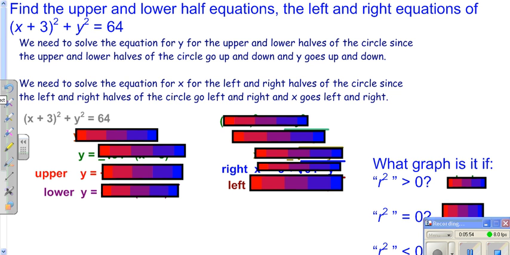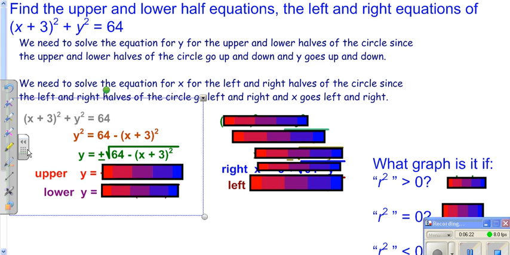Now you need to find the equations of your upper half and lower half. Since upper and lower go up and down, you're going to have to go ahead and solve this for y. So let's take our equation right here and solve it for y. So here's our equation. To get y by itself, you want to get this squared stuff to the other side, so let's subtract that. Now you need to go ahead and get rid of the squaring, so let's take our square root of both sides.